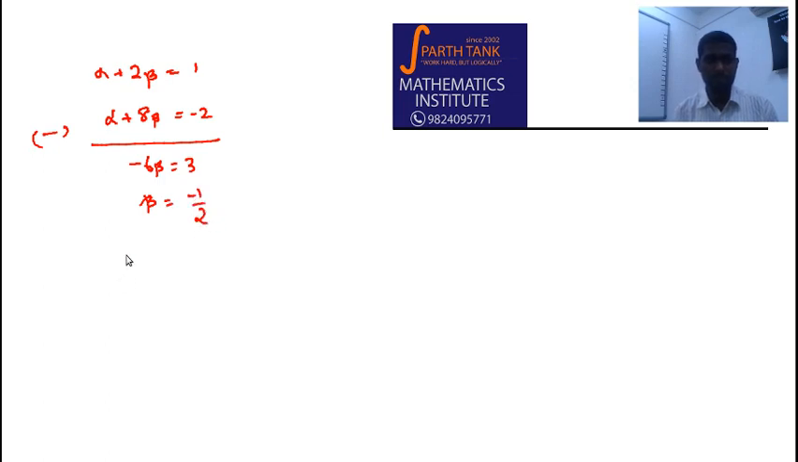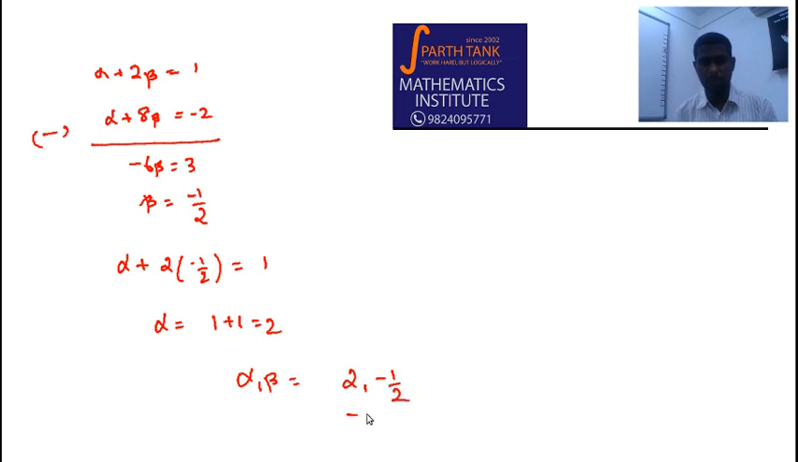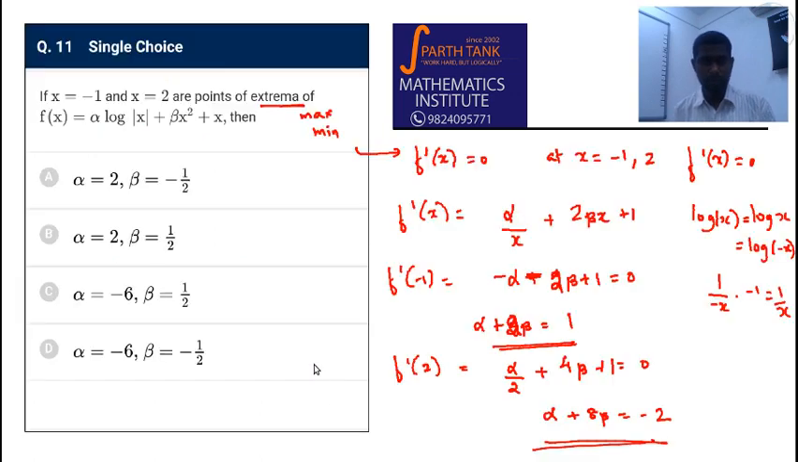Substitute this back in the first equation. Alpha plus 2 into minus 1 by 2 is 1, or alpha becomes 1 plus 1, 2. So alpha, beta is 2 and minus 1 by 2. So that is option A, 2 and minus 1 by 2.